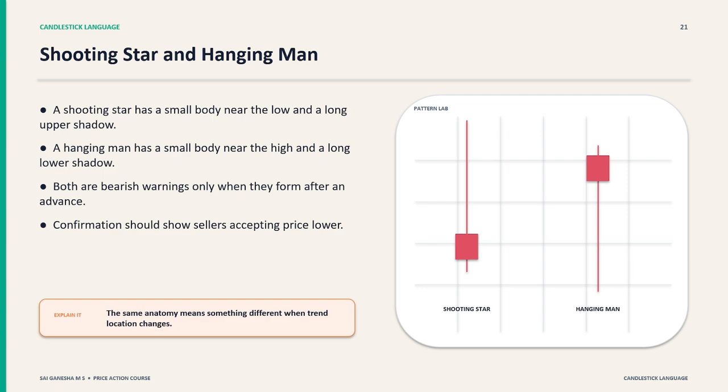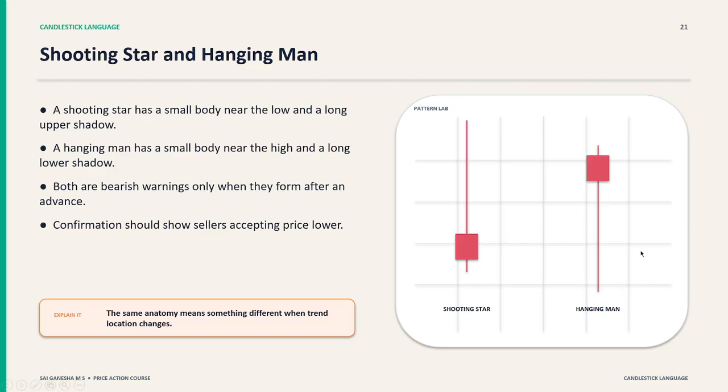Now, do we immediately sell? No. We wait for confirmation. If the next candle moves lower and closes strongly below the shooting star, that shows sellers are gaining control.